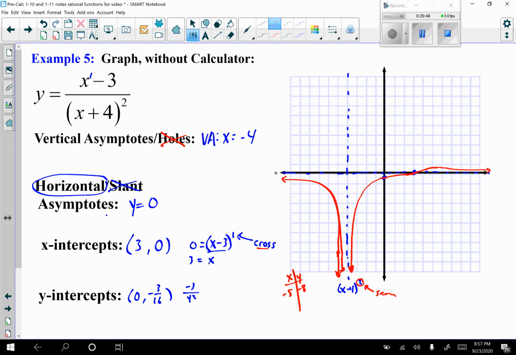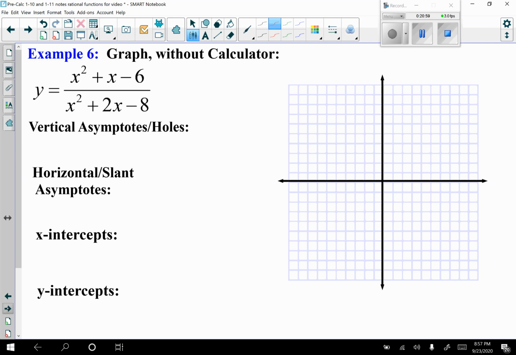Okay, so there's a couple with that squared. And we saw we can cross through the vertical asymptote. All right, let's see example number 6. Another thing that could happen to us.